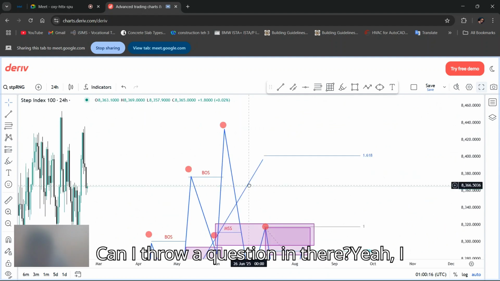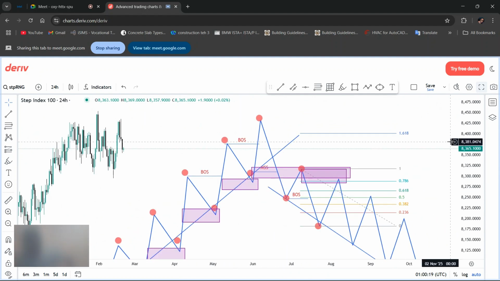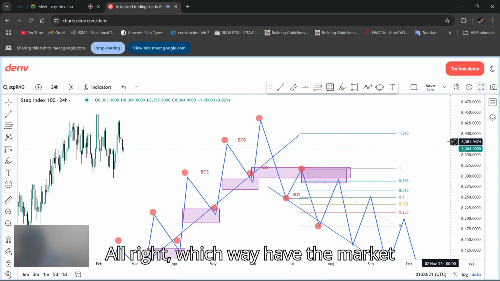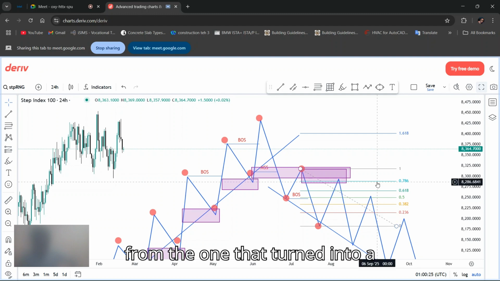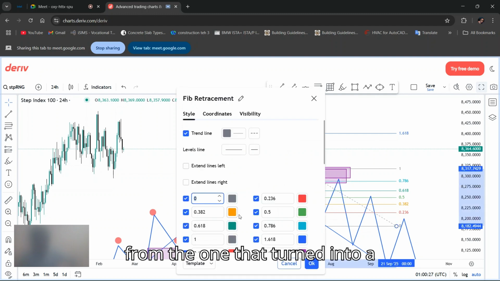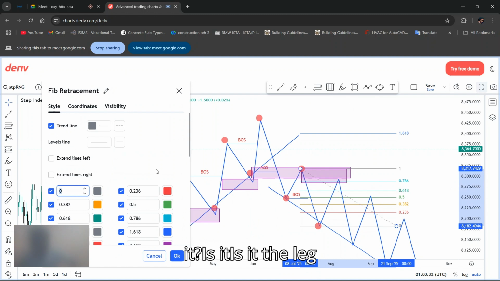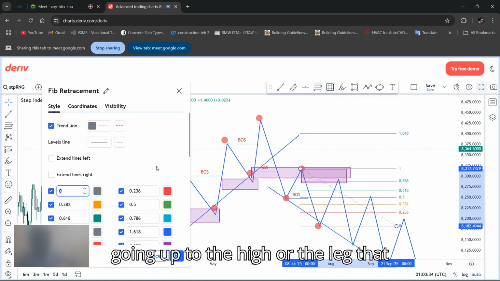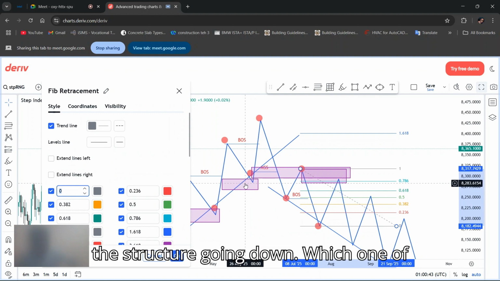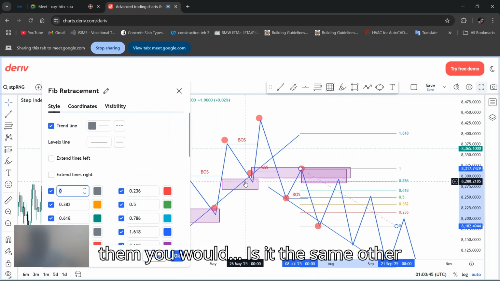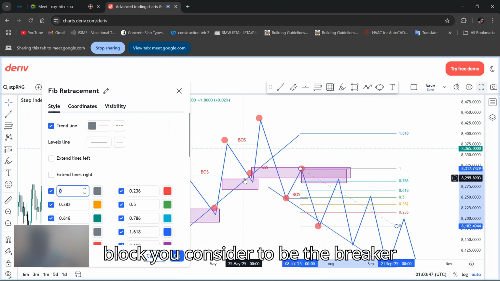Can I throw a question in there? Yeah, man, show the question. All right. Which way do you have the market structure shift, the box there, from the one that turned into a breaker block? Is it the leg going up to the high, or the leg that pulled back and broke the structure going down? Which one of them is the same order block you consider to be the breaker block?